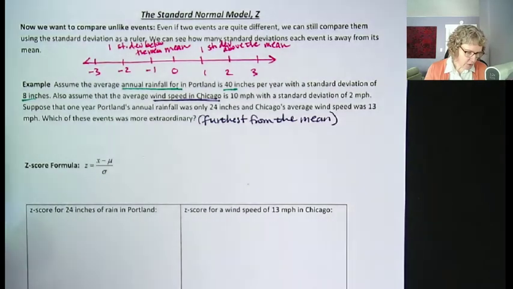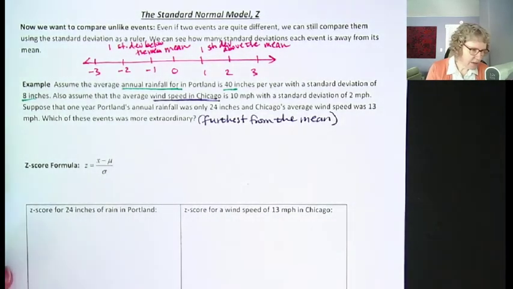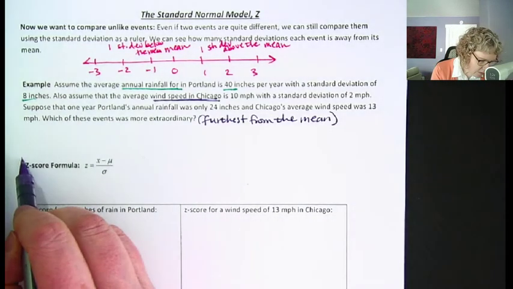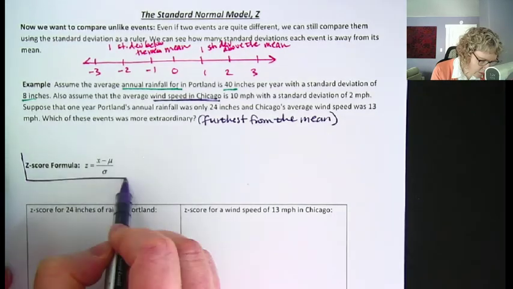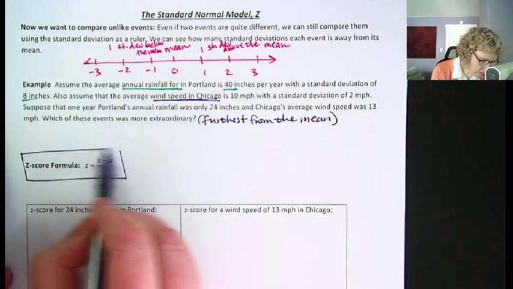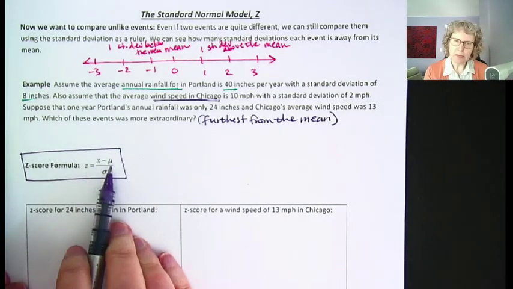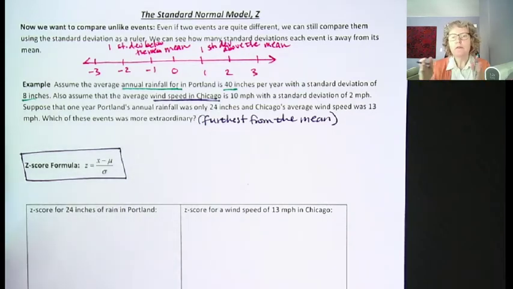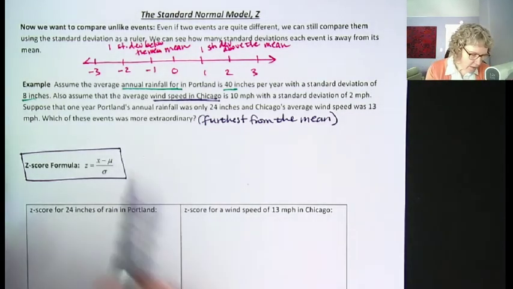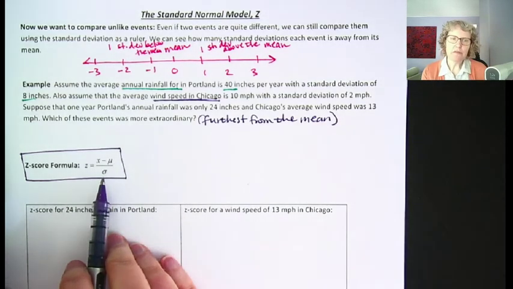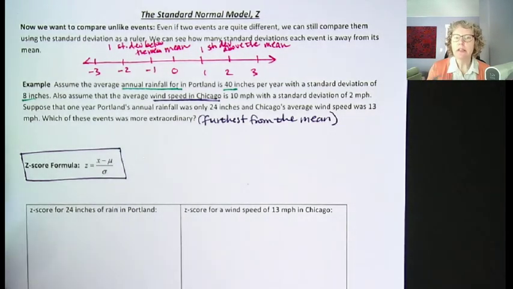Okay, so we have this formula for a z-score. What we do is we take whatever value we're given and we subtract the mean. So that tells us how far away from the mean a particular value is. And then when we divide by the standard deviation, that tells us how many standard deviations away that is.